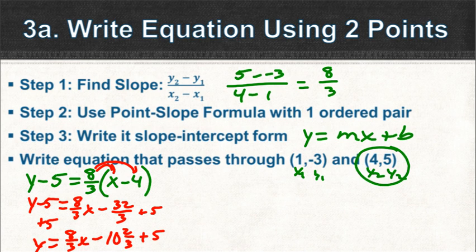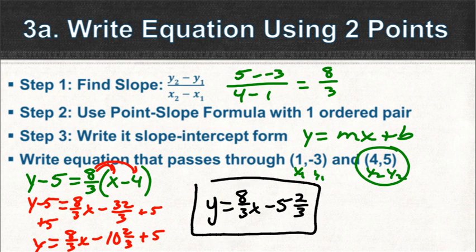So my equation would be y equals 8/3 x. Negative 10 plus 5 is a minus 5 and 2/3, or you could have it as 17/3. Either way, this would be our answer in slope-intercept form.